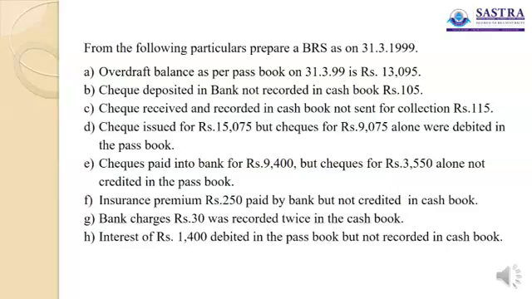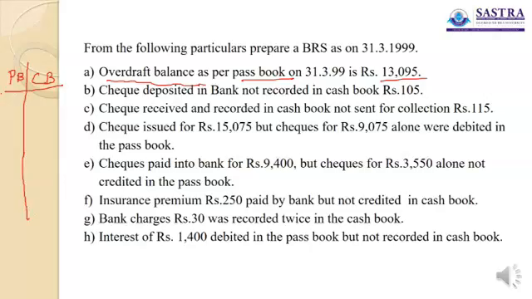Here it starts with the overdraft balance, so an unfavorable balance as per passbook. So which book is given here? Passbook. Which book is required? The cash book. So both the books are taken now. Overdraft balance as per passbook is 13,095. We shall analyze the transactions.